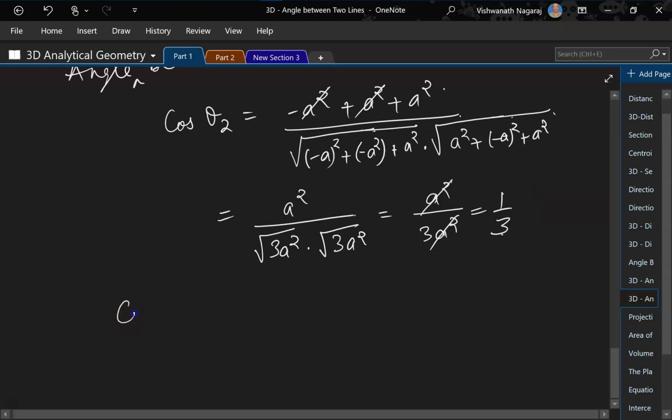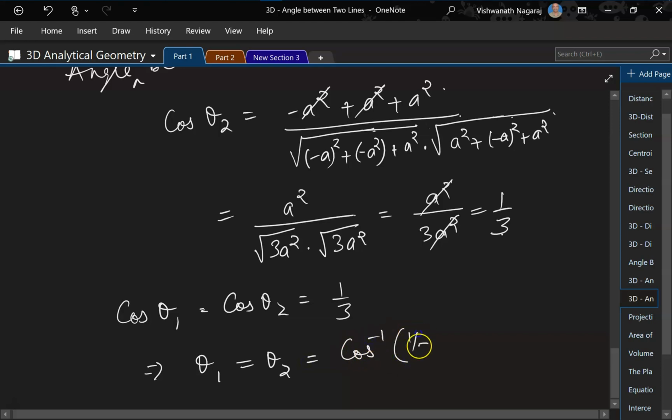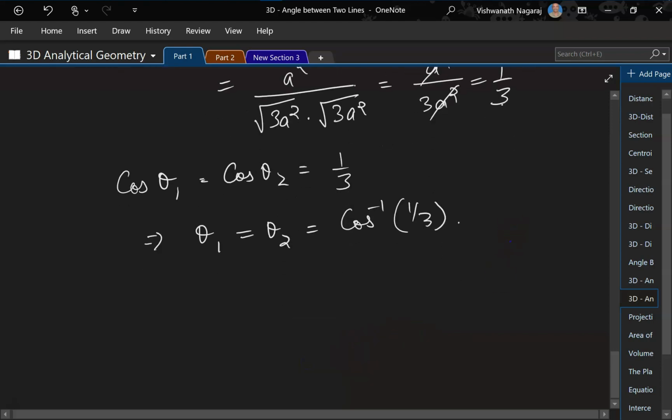So now if you notice, cos theta 1 is equal to cos theta 2 is equal to 1 by 3. Which implies theta 1 is equal to theta 2 is equal to cos inverse of 1 by 3, right? So that is the angle between the diagonals of a cube. Let's look at the next one.